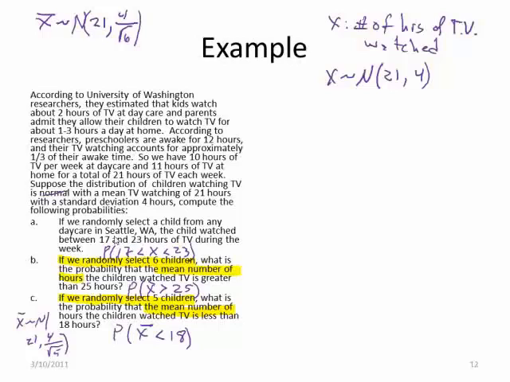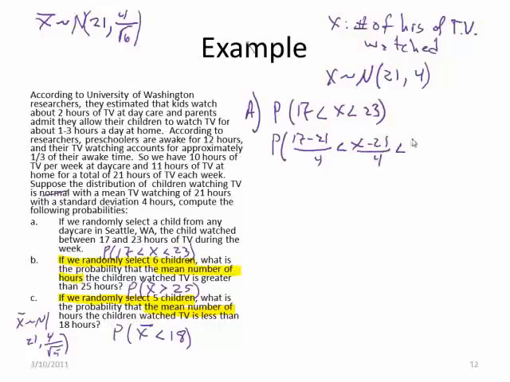So let's answer part A. We discussed this earlier. So for part A, we have that the probability then of 17 is less than X is less than 23. So now that we have this, our next step is to what? Standardize. So this is the probability of (17 minus 21) divided by 4 is less than (X minus 21) over 4 is less than (23 minus 21) over 4. So when we compute this, I came up with negative 1 is less than, this middle term now becomes Z, which is less than 0.5.